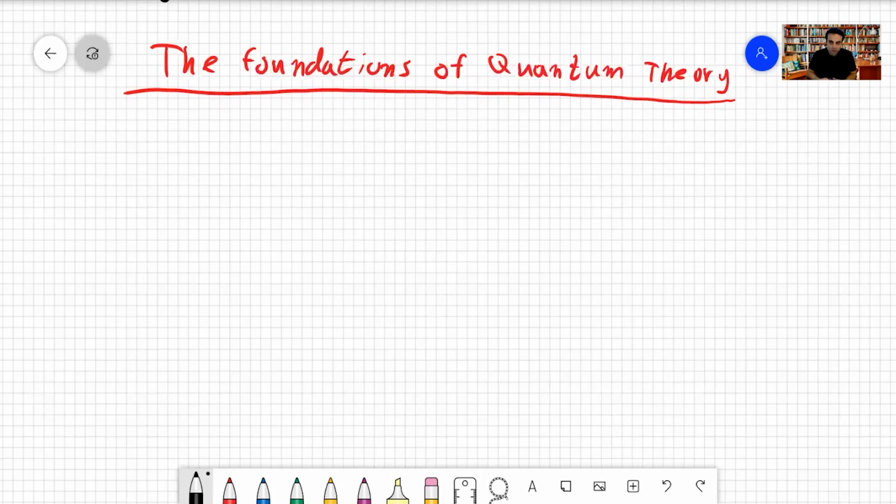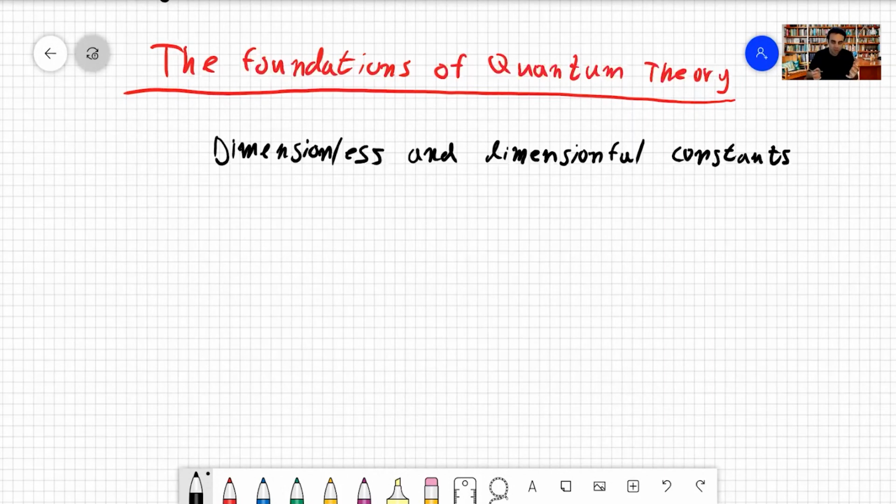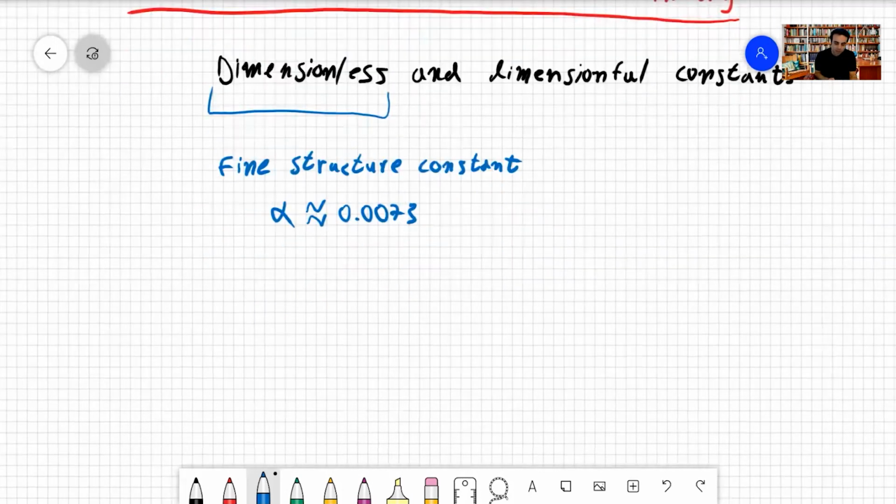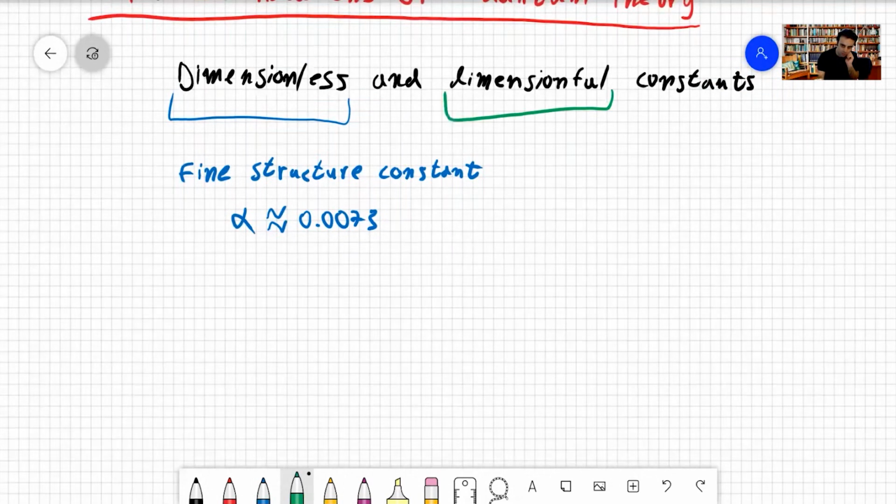Before we start, I want to just tell you about dimensionless and dimensionful constants. So some constants in physics are dimensionless. For example, the fine structure constant alpha, which is approximately 0.0073. This constant is dimensionless, which means it's not defined in any units. It's not 0.0073 meters or seconds or kilograms. It's just the pure number, 0.0073, approximately.